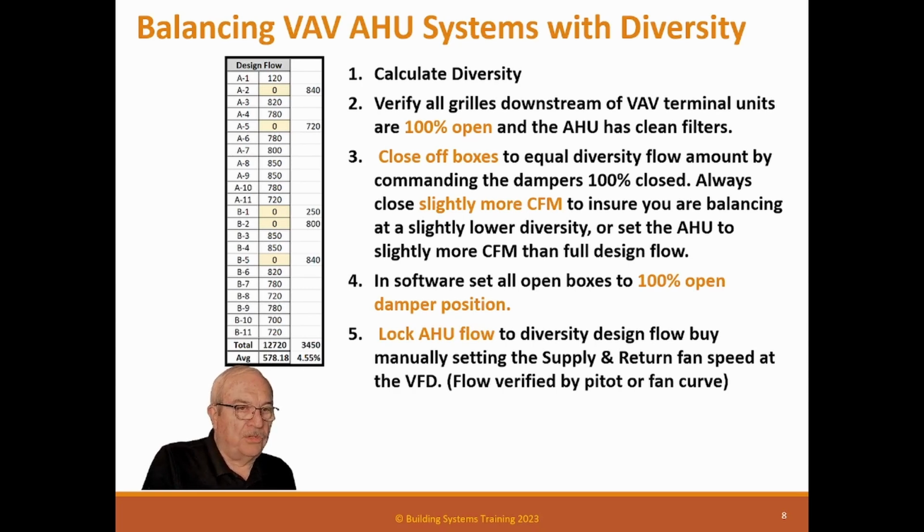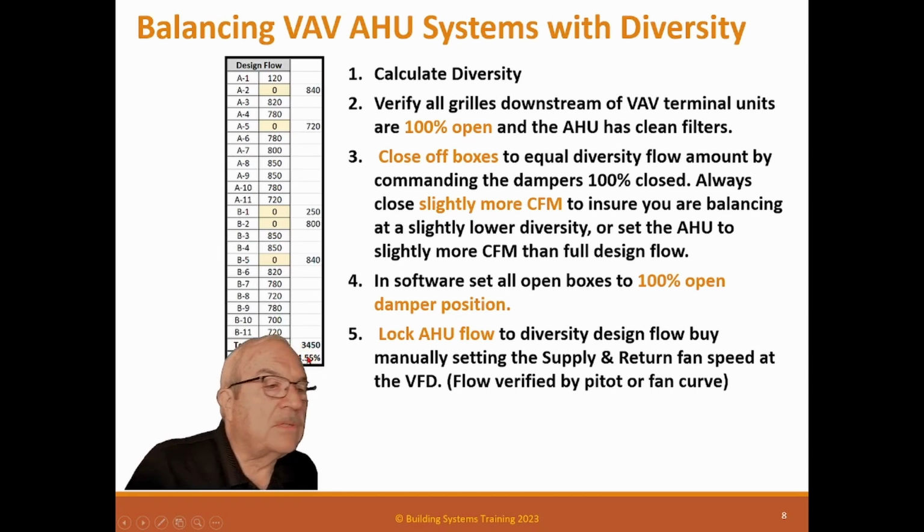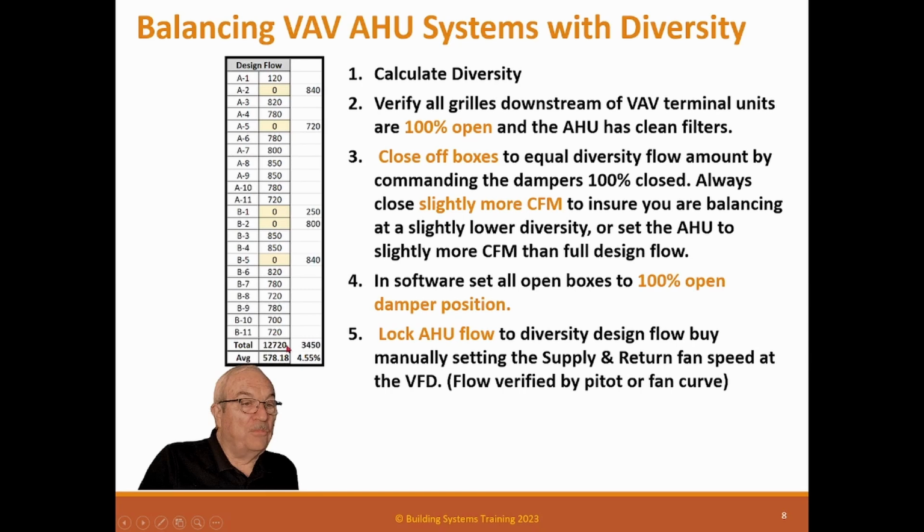Lock the air handler flow to diversity design flow by manually setting the supply and return fan speed at the VFD. So what you're going to do is take the fans out of automatic control. And you're going to verify that by a pitot or by a fan curve. Some way you're going to verify what your flow actually is, because you need to make sure that it's that 12,700. That's what you want, or maybe 12,750 or something like that. You want it higher. In this case, since my balance selection I picked was, I don't remember, I can't see what it is, 12,720. So we need to add a few more CFM, maybe kick it up to 12,800 or something like that, so you have some more flow.